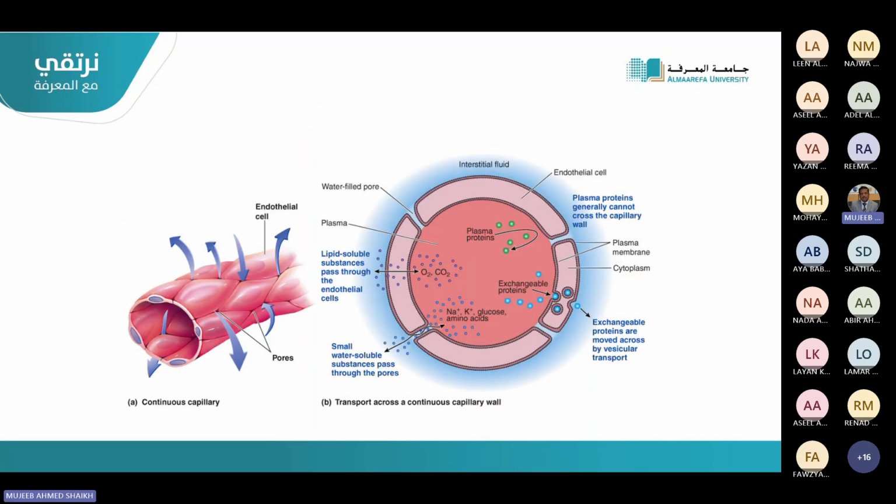So this picture shows you the cross section of the capillary, which shows that O2 and CO2 can easily pass from in to out or out to in based on their concentration, and they can easily pass through the cell because they don't need any gate or pore or fenestration.